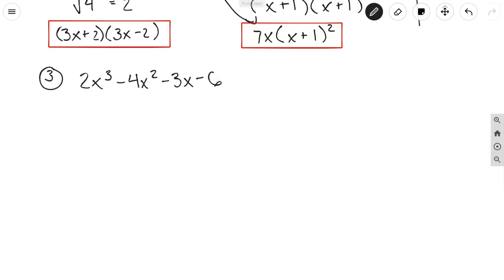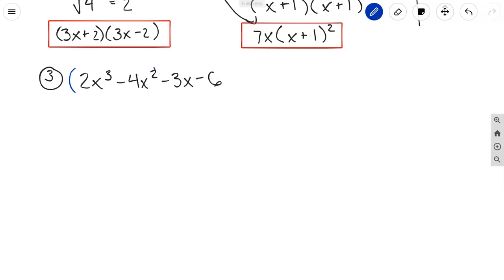2 goes into 4 and 6, but not 3. And 3 goes into 6, but not 2 and 4. So really, none of these work. So, I count how many terms I have. I have 1, 2, 3, 4 terms. 4 terms means I'm using the grouping method.